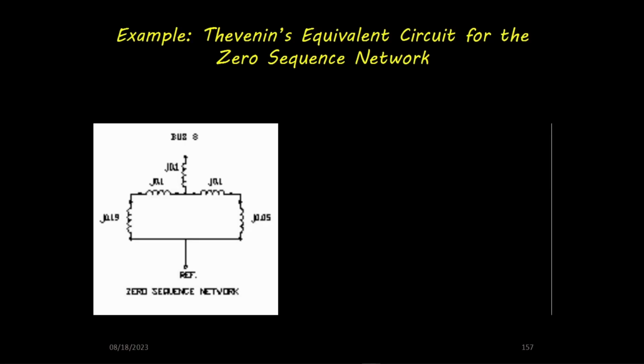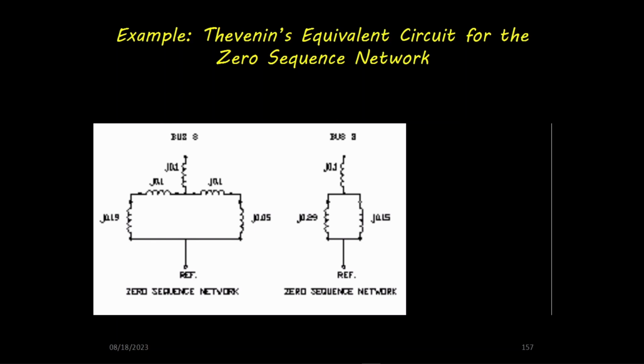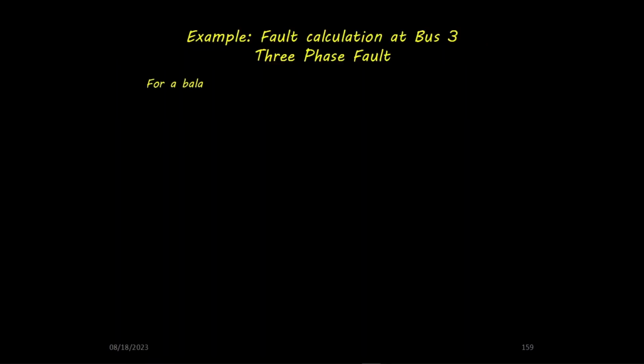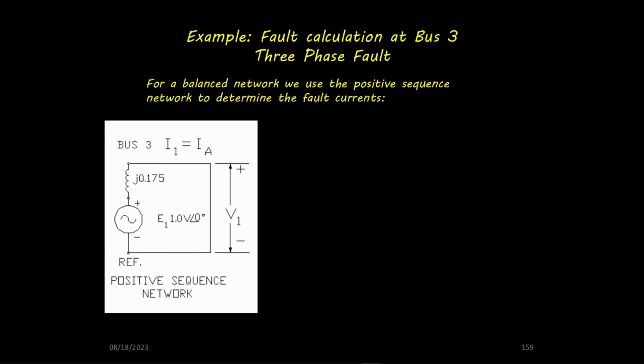Reducing the zero sequence network, we obtain a zero sequence impedance of j0.1989 per unit. For a balanced network, we use the positive sequence network to determine the fault currents. I1 equals E1 divided by Z1. I1 equals 1.0 volts at 0 degrees divided by 0.175 at 90 degrees. I1 equals 5.714 at minus 90 degrees.